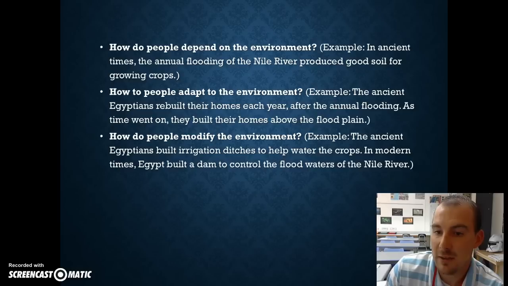And how do people modify the environment? We do this all the time. Anything we do to the environment, anything we build on the environment, houses, sidewalks, parks, cities, these are all examples.